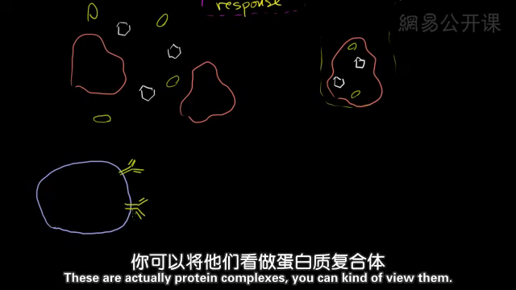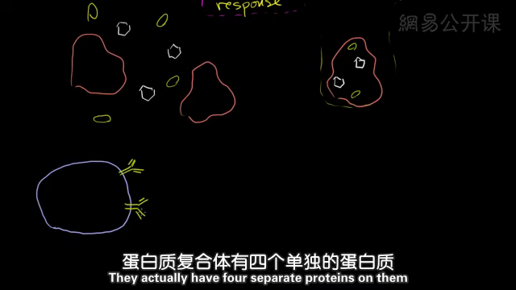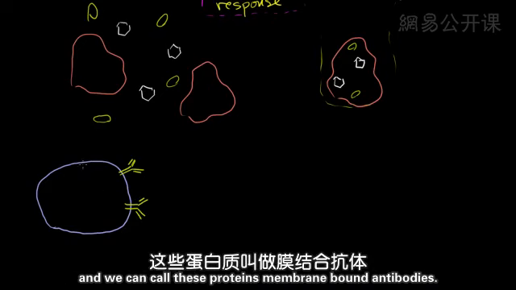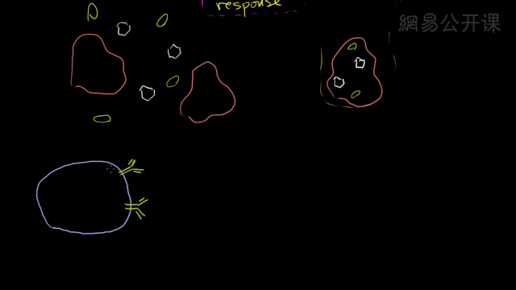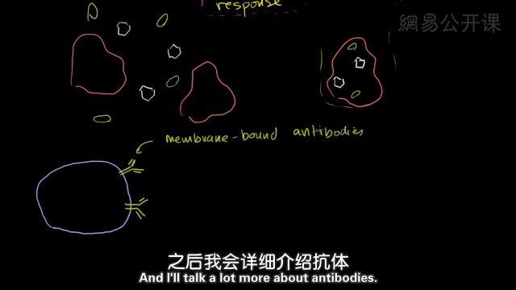These proteins are actually protein complexes. They have 4 separate proteins on them, and we can call these proteins membrane-bound antibodies. So these right here are membrane-bound antibodies. And I'll talk a lot more about antibodies.